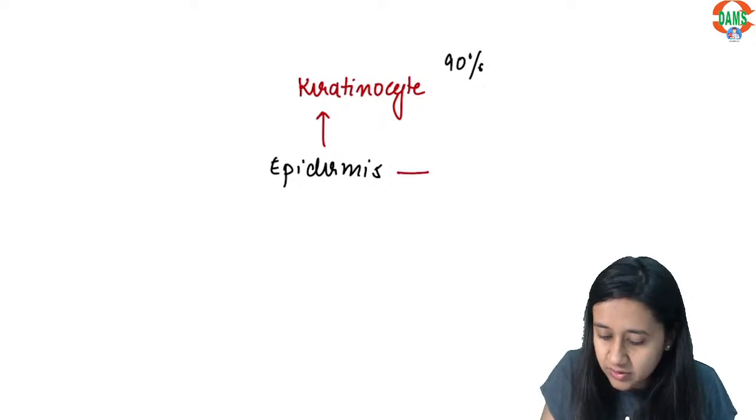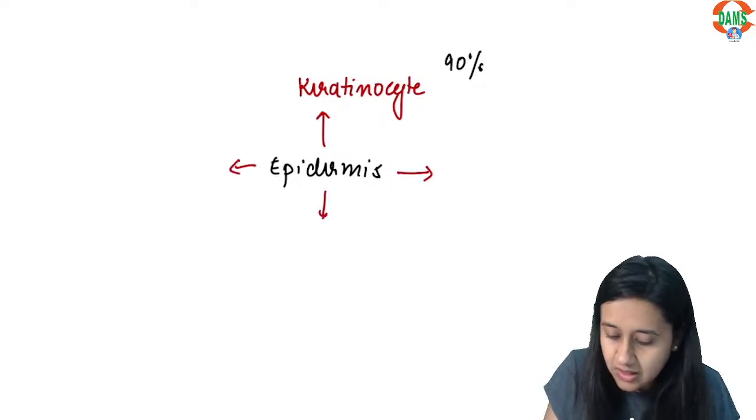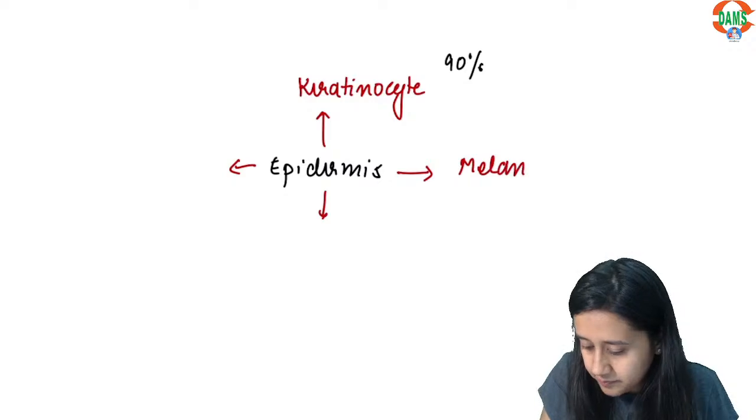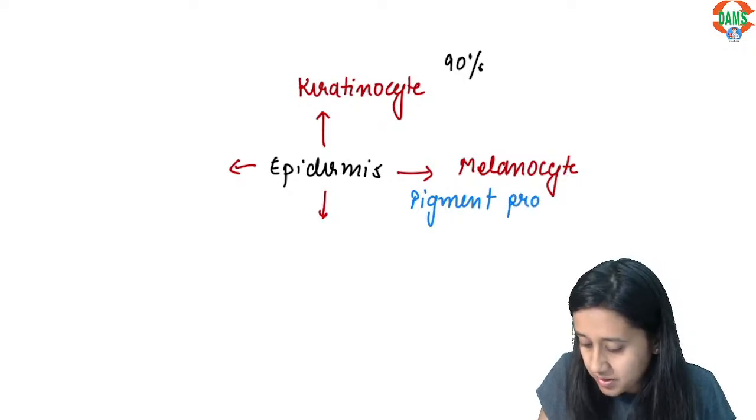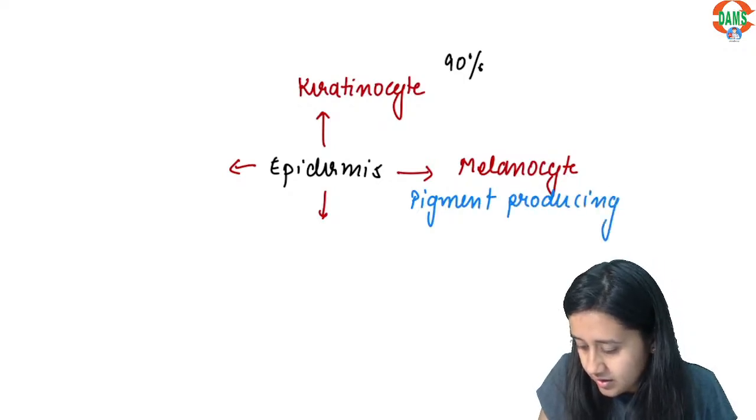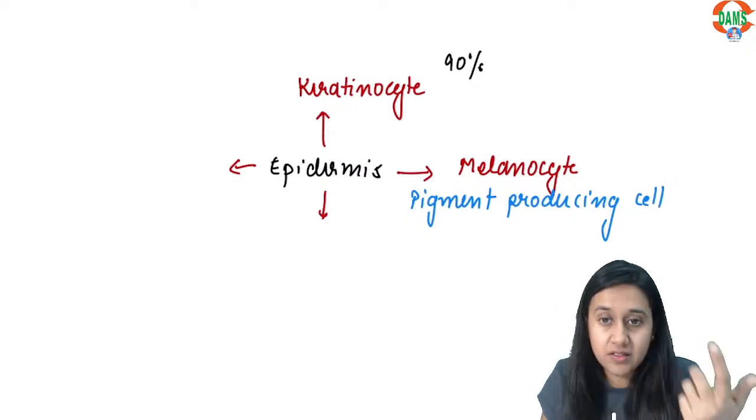Now, other than keratinocytes, there are 3 more cells. One is the melanocyte. These are considered pigment producing cells. It produces the pigment melanin. This gives color to our skin.